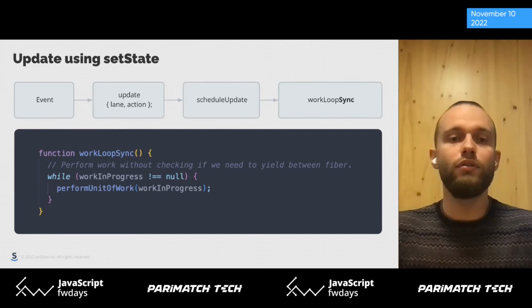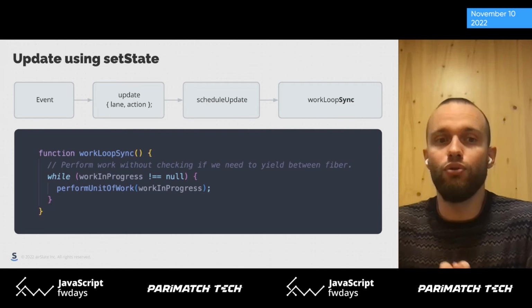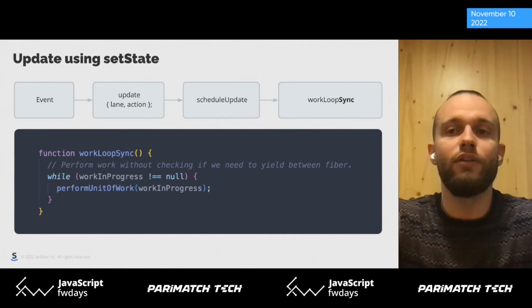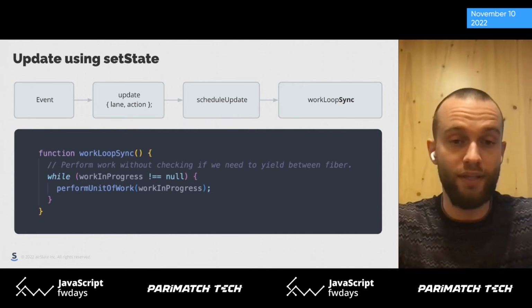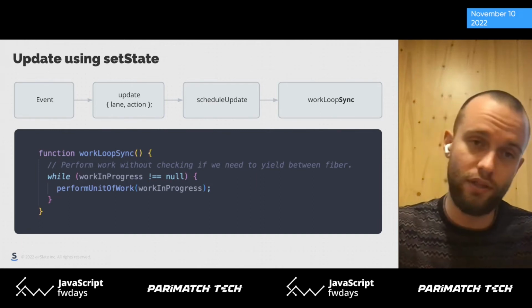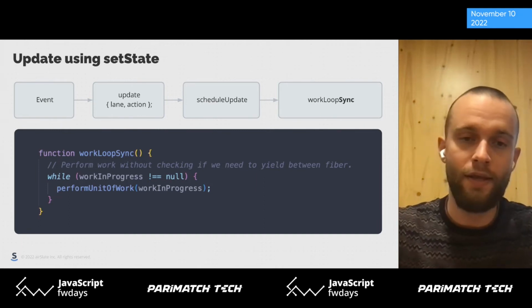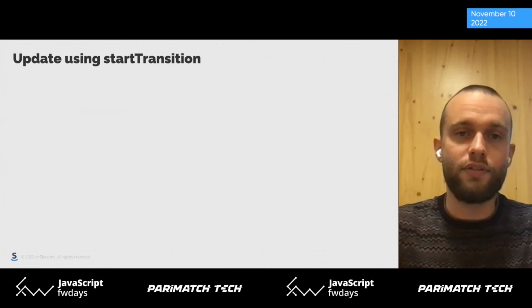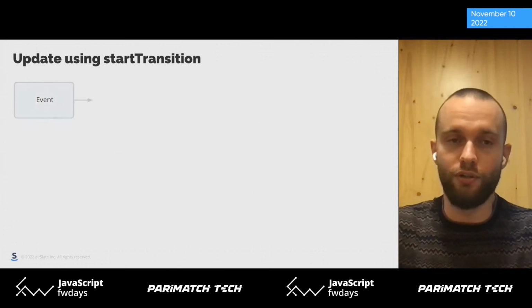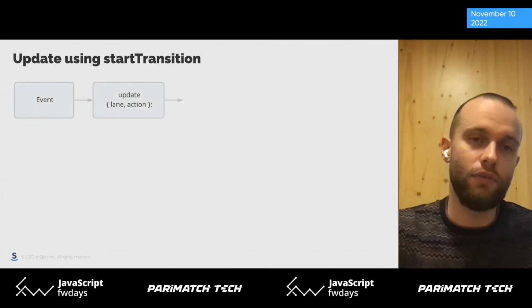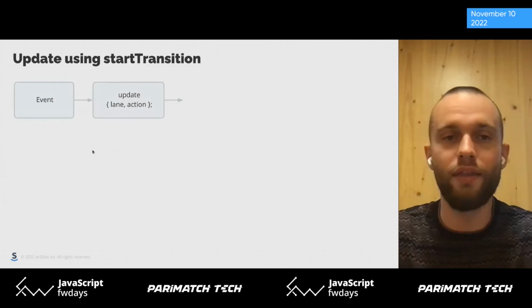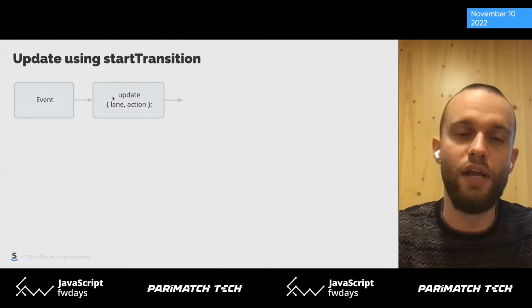Using plain setState, we usually do not get all the powerful stuff provided by React Fiber, with pausing and so on. Now update using startTransition or useTransition. The event is the same, the update is the same, action and lane, but the lane is another one.